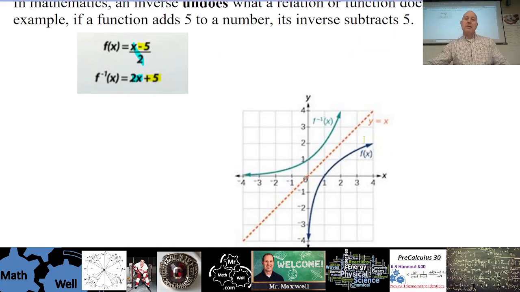The graph, okay, if this in blue is your original graph f of x, then the inverse graph is this green one here. And we will see that there is a relationship between these two graphs and the y equals x line. So graphically, you'll see that there's a bit of a mirroring going on here.